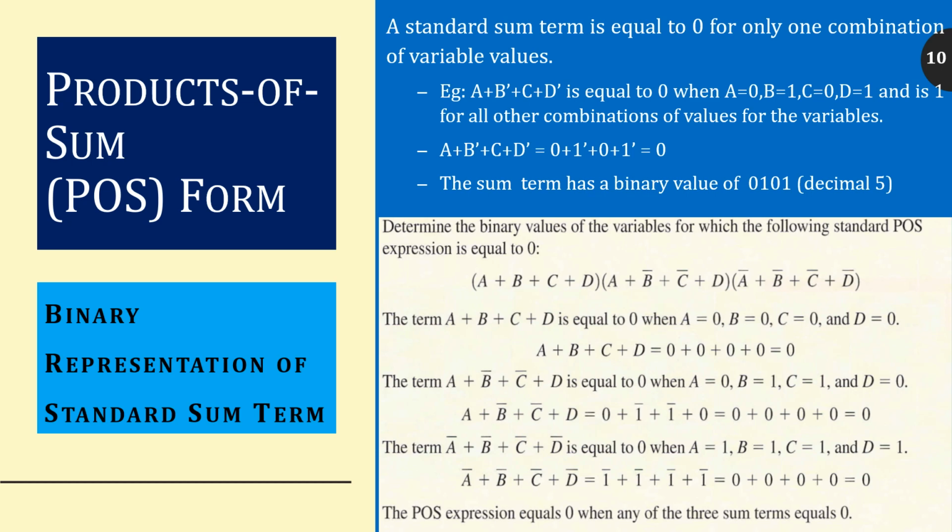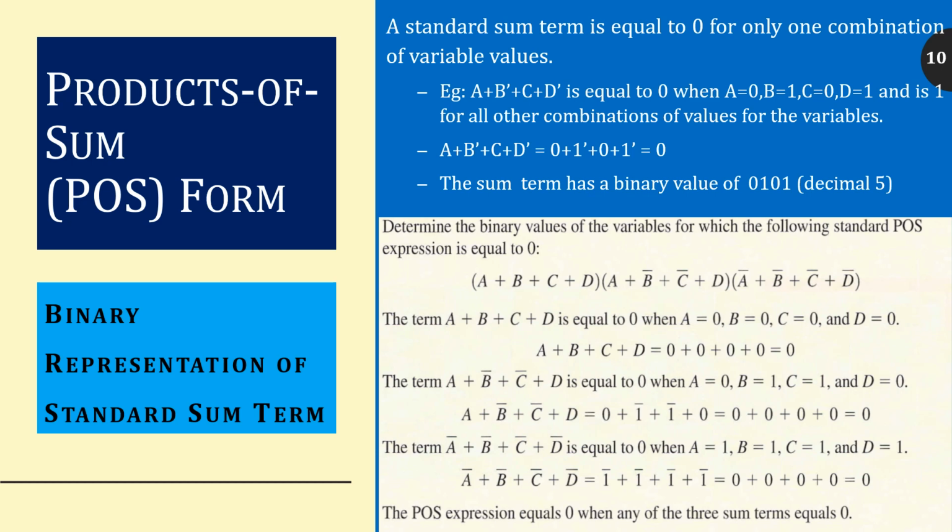Now let's look into the binary representation of the standard sum term. A standard sum term is equal to 0 for only one combination of variable values. A plus b bar plus c plus d bar is equal to 0 when a is equal to 0, b is equal to 1, c is equal to 0, d is equal to 1, and is 1 for all other combinations. Since it is a sum term with the OR operator, all the variables should have the value 0. So if a variable is in the complemented form, it should be assigned 1, and if it is in the true form, we assign the value 0.